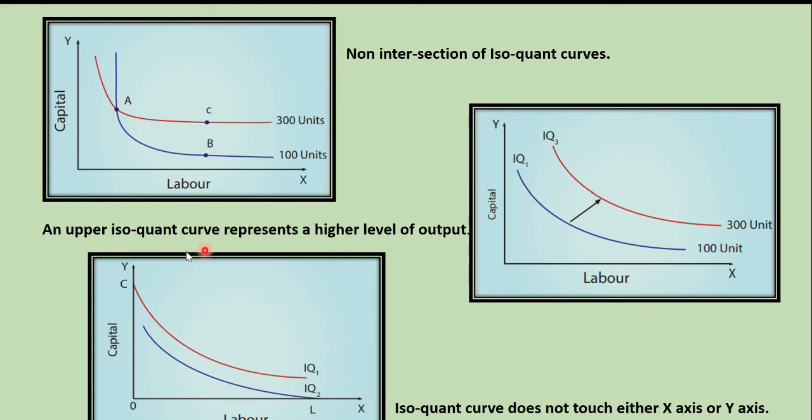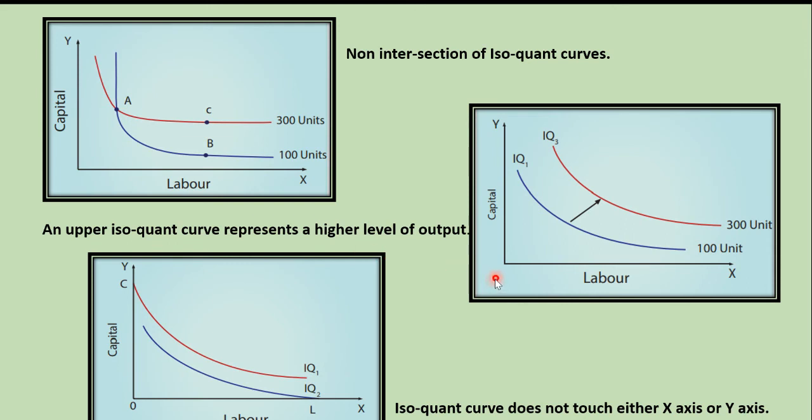Fourth point, an upper isoquant curve represents higher level of output. Here look at IQ1. IQ1 you are producing 100 units. IQ3 you are producing 300 units. So IQ3 is above IQ1. That means they are producing more output. So an upper isoquant curve represents higher level of output. புரிஞ்சுதா? isoquant curve மேலே போக போக output என்ன ஆயிட்டே இருக்கும், ஜாஸ்தி ஆயிட்டே இருக்கும். So an upper isoquant curve represents higher level of output.